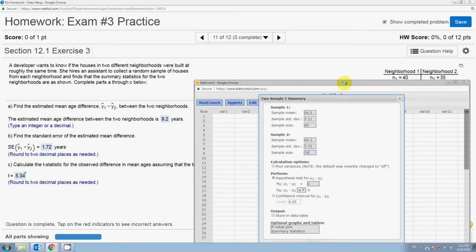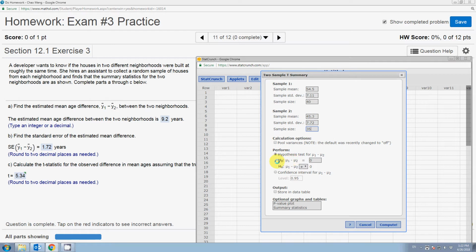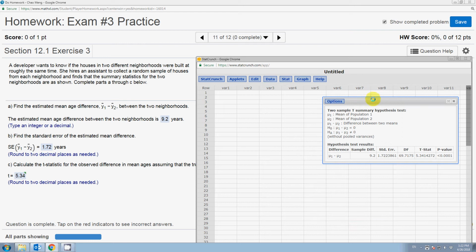And then let's define our hypotheses. In the null hypothesis, we assume that there's no difference. In the alternative hypothesis, we assume that they were built at different times. Let's use not equal to, because we just want to know if they were built at roughly the same time or not. Then let's click compute.